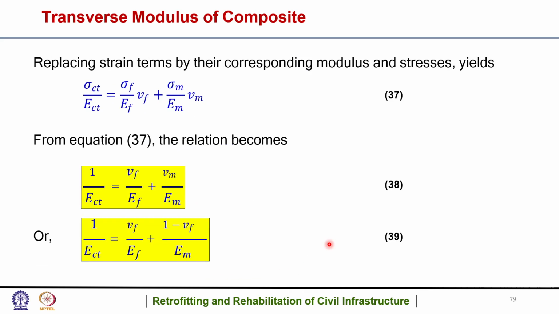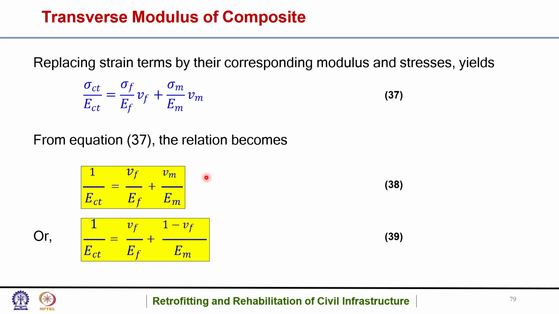Okay, replacing strain terms by their corresponding modulus and stresses yields sigma CT by ECT equal to sigma F by EF into VF plus sigma M by EM into VM. And from equation 37, the relation therefore becomes 1 by ECT equal to VF by EF plus VM by EM.